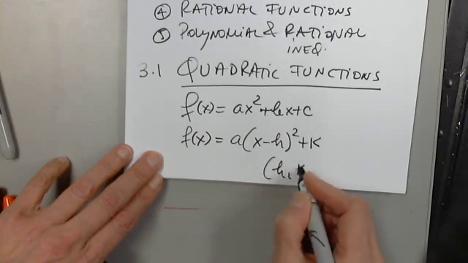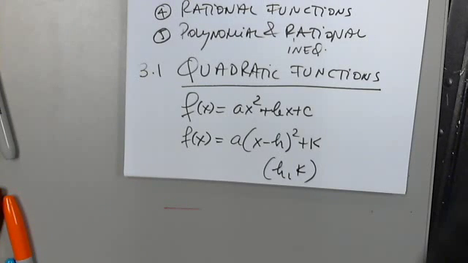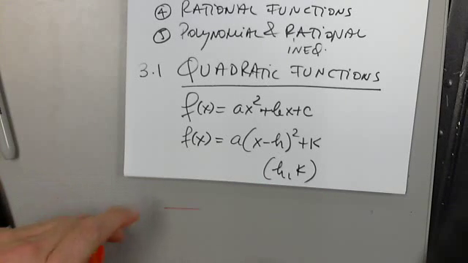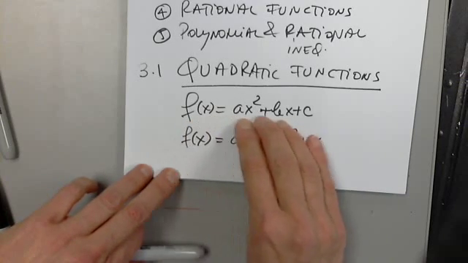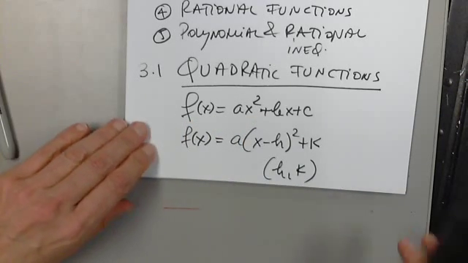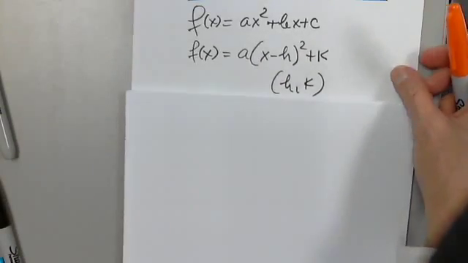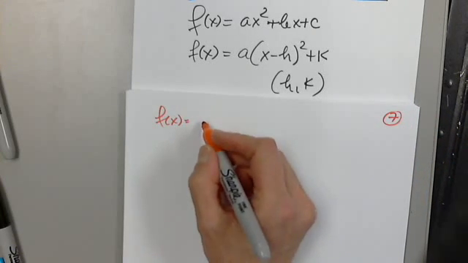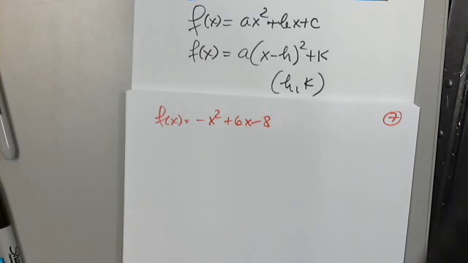This point, h comma k, I will come back and explain what it is. It's not connected to the equation of the circle. It happens that we use the same notation, but it has nothing to do with the circle. It's a different point. I will discuss it in a minute or two. First I would like to pick a function like this and graph it, and then we'll come back to this point. So let's say f of x equals negative x squared plus 8x minus 8.